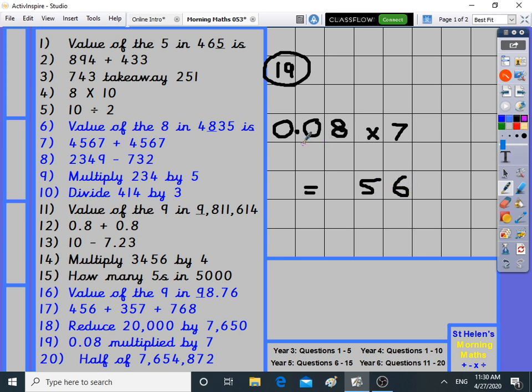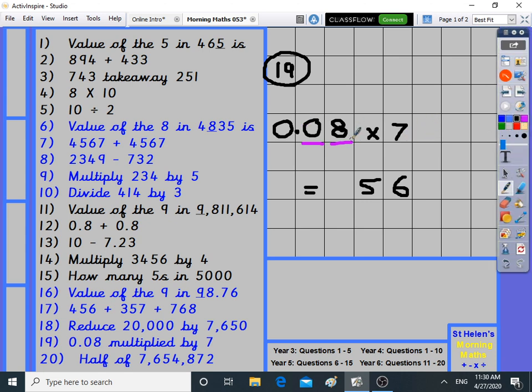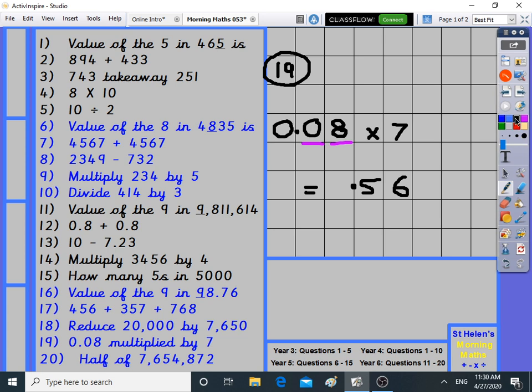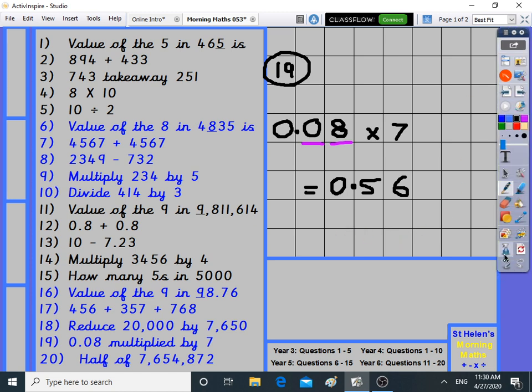But we have a decimal place here, a decimal place here, and none over here. So we have 2 decimal places, which means we have to have 2 decimal places in the answer. We've only got 2 digits. So they're both going to have to be decimals, aren't they? So we go for 0.56. Which means 0.08 times 7 is 0.56. Pause if you need to. I'm moving on to question 20.